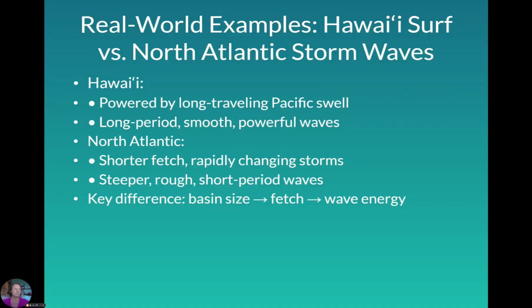And the North Atlantic is going to have much shorter, steeper, and more chaotic waves because the fetch is much smaller. It's generally limited to storms that change really quickly and just aren't as big and powerful as the storms in the Pacific. So this comparison really shows how the basin size, the Atlantic basin size versus the Pacific basin size, can affect the fetch, which then affects the wave energy. The Atlantic is much smaller, and even a very big storm in the Atlantic just isn't going to have the distance over time, the fetch, that we can get in the Pacific.